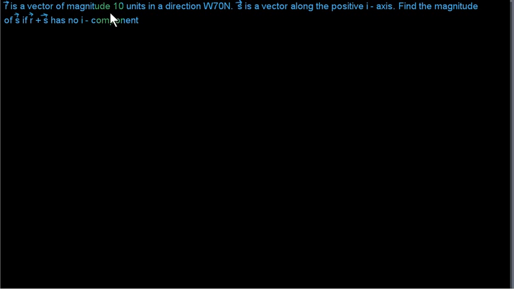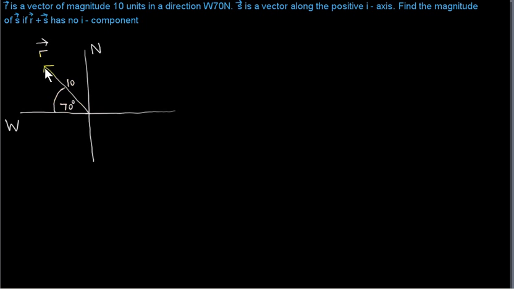R is a vector of magnitude 10 units in the direction west 70 degrees north. S is a vector along the positive y-axis. Find the magnitude of S if vector R plus S has no i component.